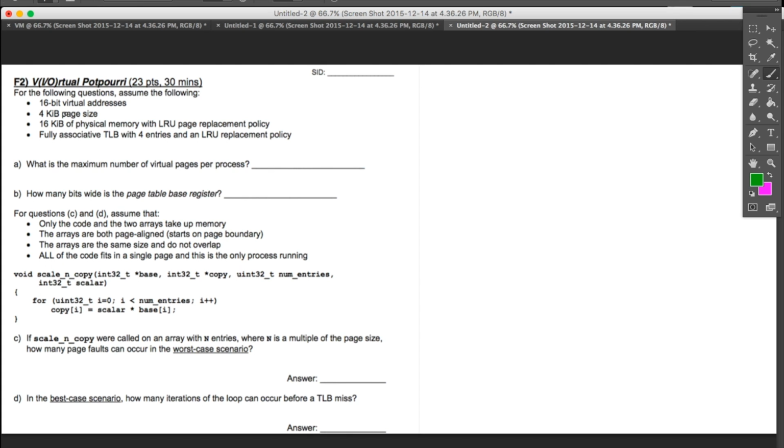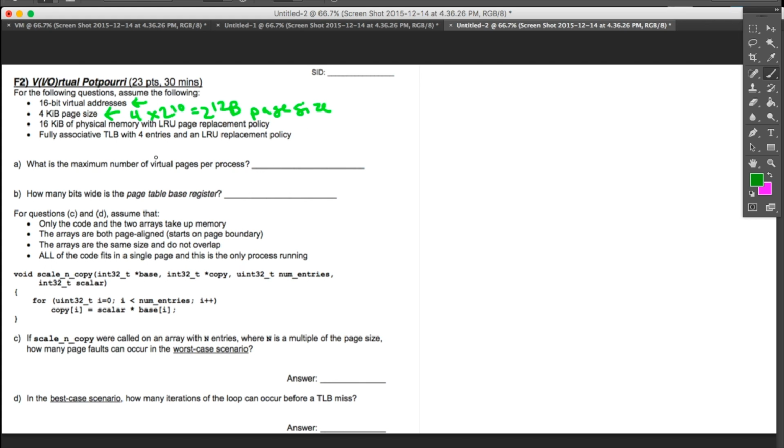So in this case, we're told that we have a 16-bit virtual address space. So what does this mean? Well, this just means we have 16 bits for a virtual address. We have a page size of 4 kibibytes. So what is 4 kibibytes? Well, that's just 4 times 2 to the 10, which is equal to 2 to the 12 bytes. So we have 2 to the 12 bytes worth of data within one page.